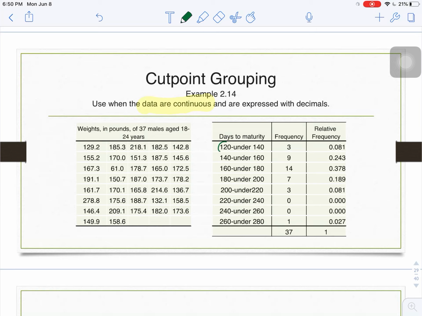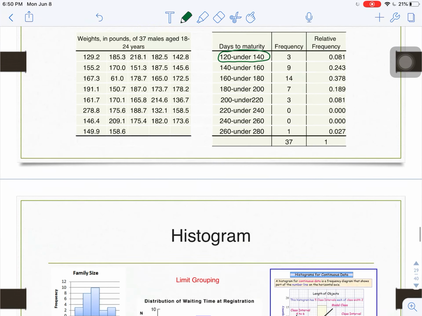So when we're talking about weigh-ins, here we have from 120 pounds to under 140 pounds. So it's not including 140, but it's including every value between 120 up to, but not including the 140. So you could have 139.33333, and it still is going to be in that first category.